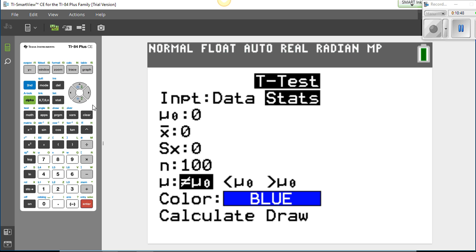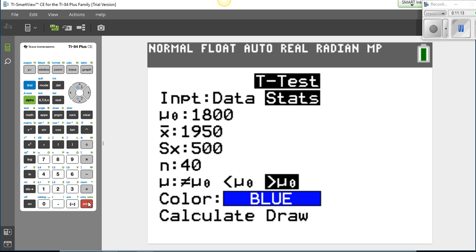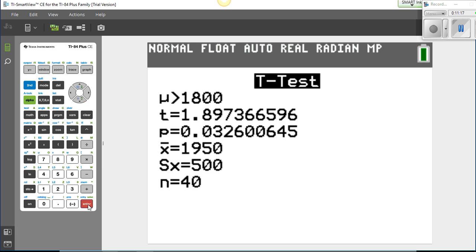All right, so what am I typing in here? Mu naught is going to be 1,800. Oops, not 18,000, 1,800. X bar? 1950. S of X? 500. Sample size? 40. What kind of test am I doing here? Greater than, less than? Greater than. So we're going to go over to option 3, correct? Option 3. We're going to do calculate. Bada bing, bada boom. It's done.